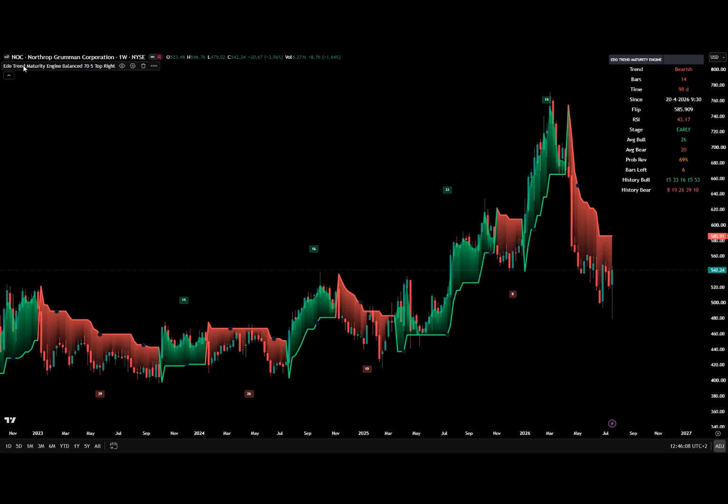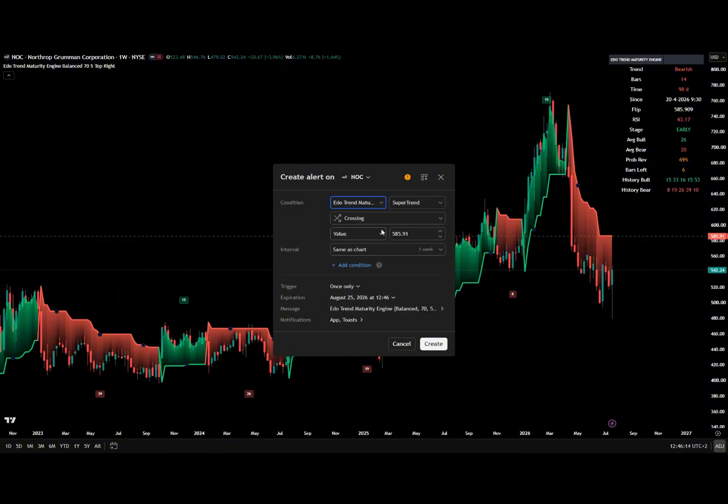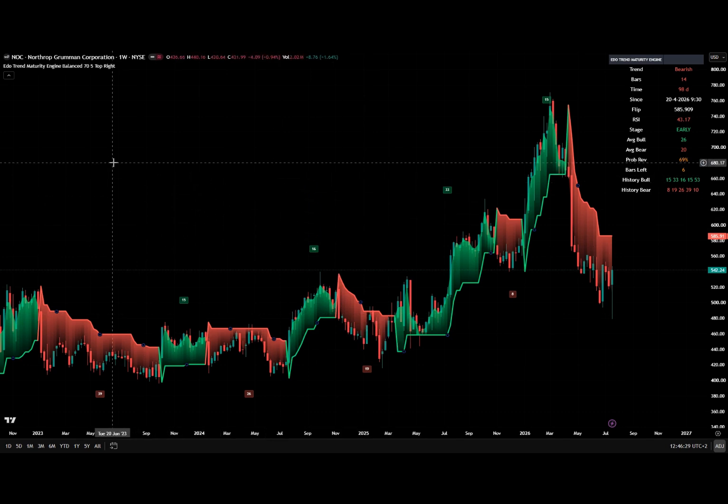You can also turn the reading into an alert. Let's open the Create Alert dialog. Pick Edo Trend Maturity Engine as the condition, and choose the trend line as the series. Then set it to trigger on a crossing, up, or down. That gives you a message the moment price breaks the flip level, without watching the chart.